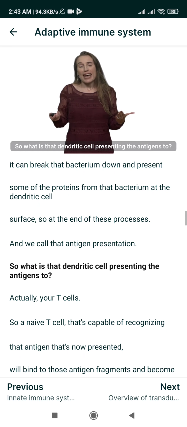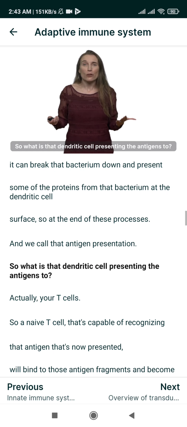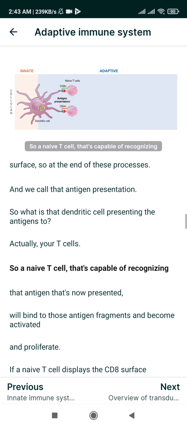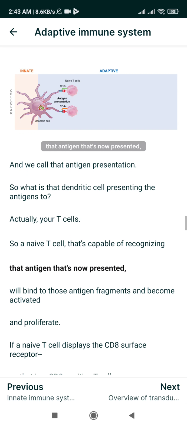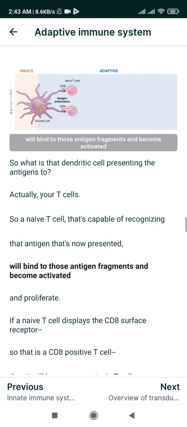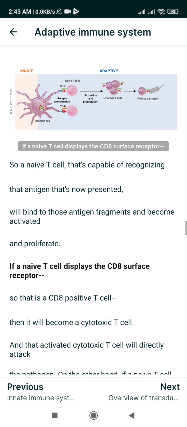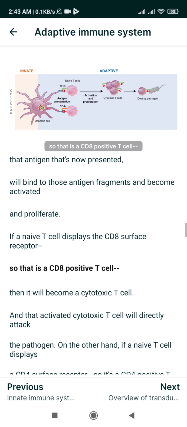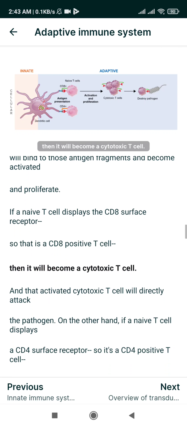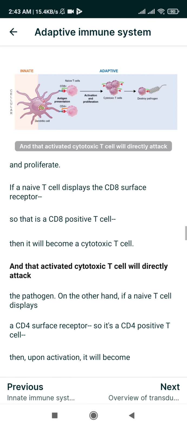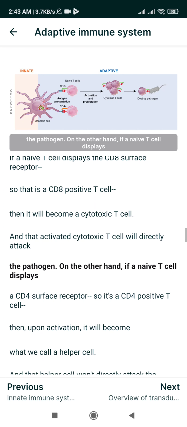So what is that dendritic cell presenting the antigens to? Actually, your T cells. So a naive T cell that's capable of recognizing that antigen that's now presented will bind to those antigen fragments and become activated and proliferate. If a naive T cell displays the CD8 surface receptor, so that is a CD8 positive T cell, then it will become a cytotoxic T cell, and that activated cytotoxic T cell will directly attack the pathogen.